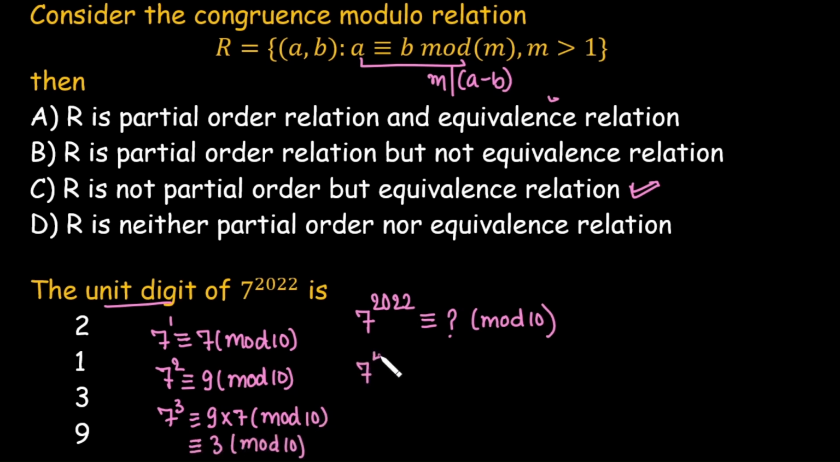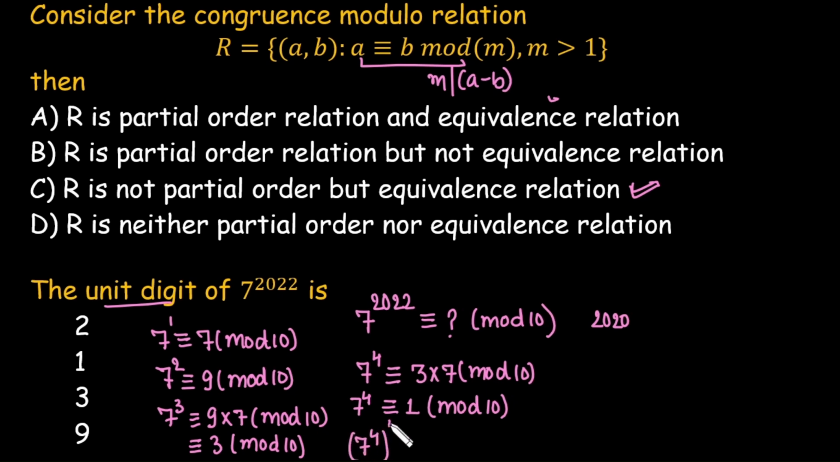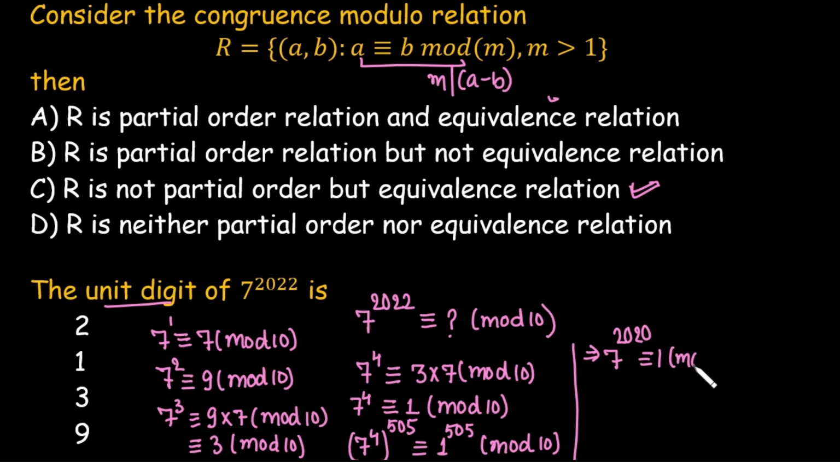Now 7 raised to power 4. It means we have taken both sides times 7. So it is 3 into 7 mod 10. 3 into 7 is 21. When divided by 10, the remainder is 1. Once we have 1 here, we can easily approach this number. How? We can find the multiple of 4 nearest to this one. That is 2020. How will we get 2020 here? When I take the power 505 on both sides, this implies 7 raised to power 2020 is congruent to 1 mod 10.